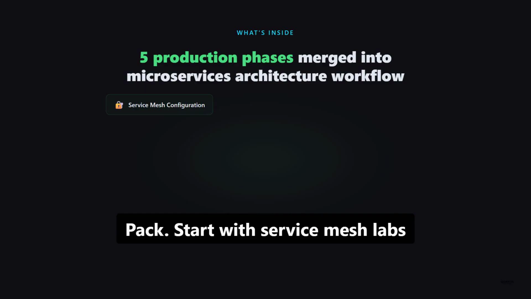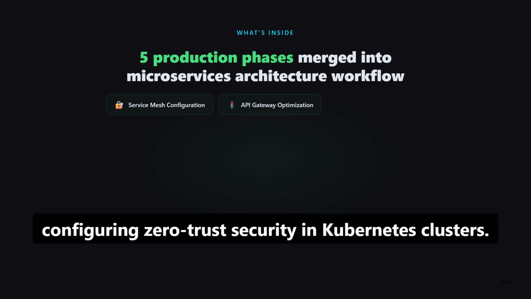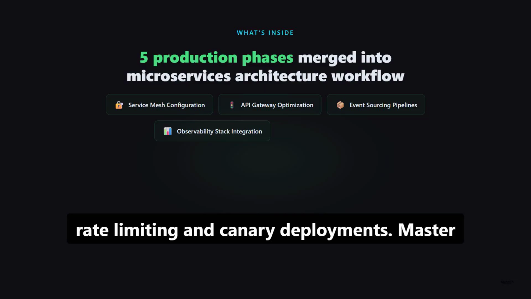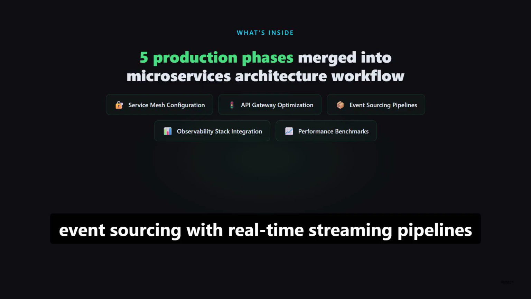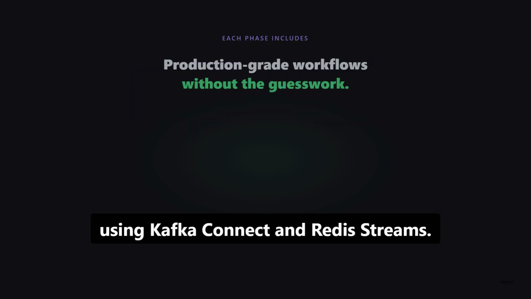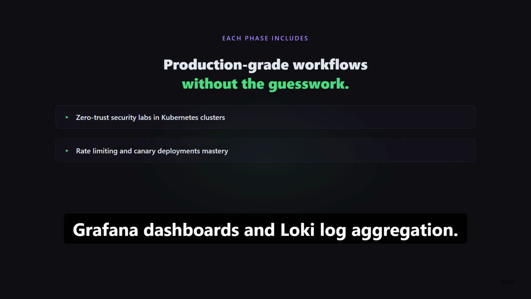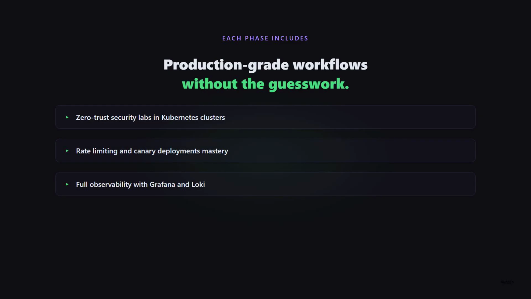Start with Service Mesh Labs configuring zero trust security in Kubernetes clusters. Progress to API gateway modules handling rate limiting and canary deployments. Master event sourcing with real time streaming pipelines using Kafka Connect and Redis streams. Dive into observability stack integration with Grafana dashboards and Loki log aggregation.